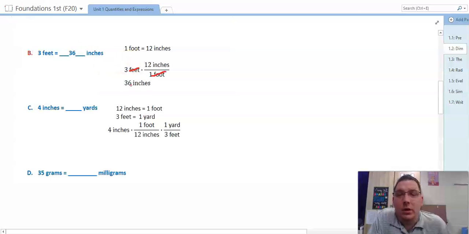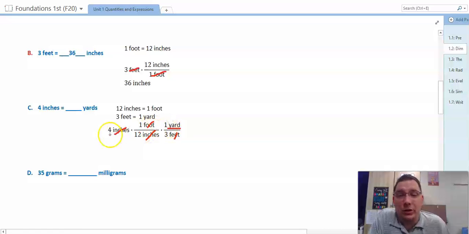So we see our 4 inches here, and that's our initial starting value. And then our first conversion factor is the 12 inches to 1 foot. And again, we want our inches and our inches to cancel. And so we're going to put the feet on top, the inches on the bottom. And so those will cancel. But I'm not stopping at feet. I need to go to yards. And so the feet now need to cancel. And so that's why our second one comes in, 3 feet to 1 yard.